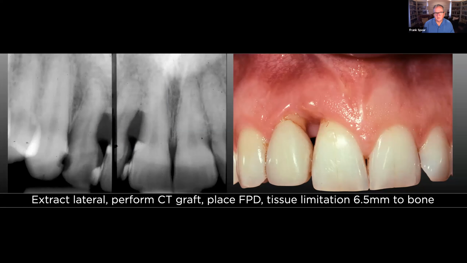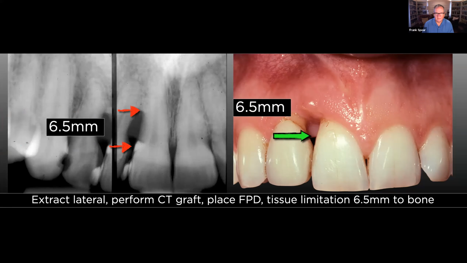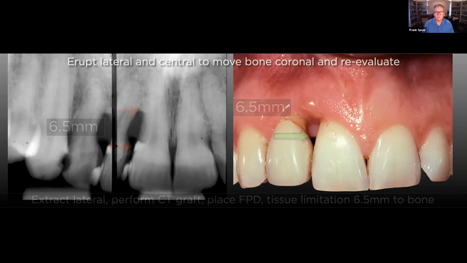Okay, there's another option, FPD. Take out the central and lateral, do an FPD from canine to the left central, 4-unit FPD, vital abutments. You could soft tissue graft, or you could use pink porcelain. It's an option. Would that get you better? It will definitely get you better. And then finally, there's one other option.